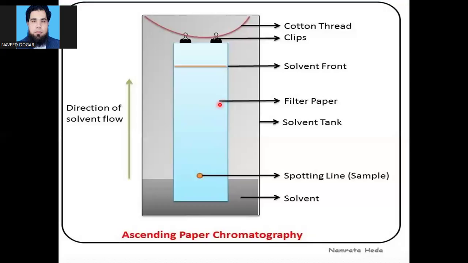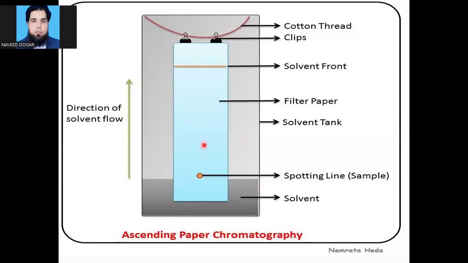First of all, you can again see the diagram here. This is ascending paper chromatography. First of all, we take a paper and we draw a line at the base of the paper, almost 1 to 2 centimeter above the edge, from one side. That is called the baseline. And then we apply the sample. And here is a chromatographic tank. Firstly, we take the chromatographic tank and fill it with the solvent. The paper should be dipped in such a way that the baseline should be above the solvent level.